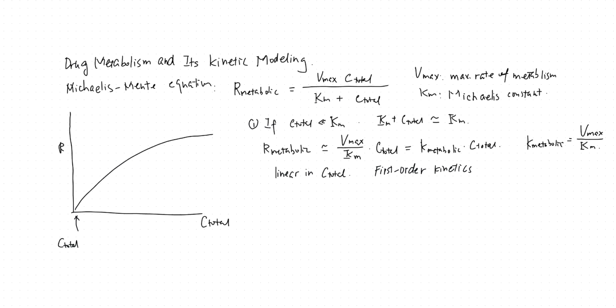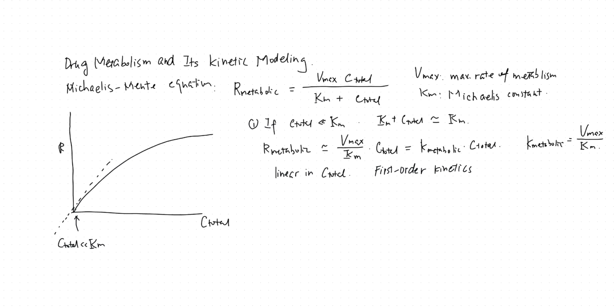Much less than Km, you can see that this line starts to take off. So it's almost like you can fit it with a linear line. So this slope is little k metabolism. And this is the first order approximation for low concentration.